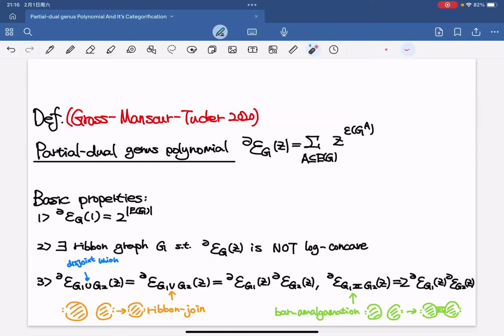For example, if we take the disjoint union or the ribbon join, so this is the definition of the ribbon join, the partial dual genus polynomial just takes the product of the two polynomials. And if we take the bar amalgamation, which means we add an edge between two ribbon graphs, so this is graph 1, this is graph 2, and then we add an edge here, the result is just twice the product of the partial dual genus polynomials of the two ribbon graphs.